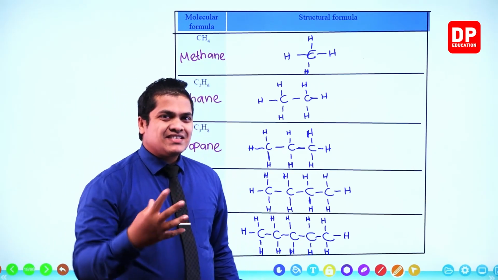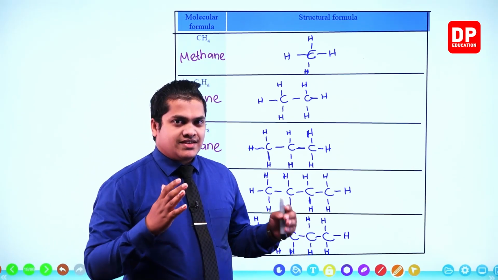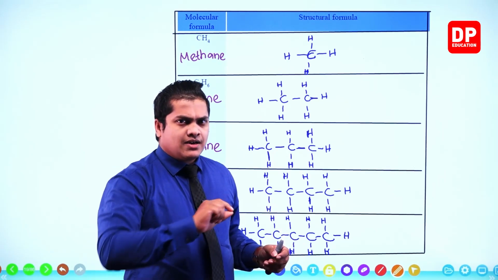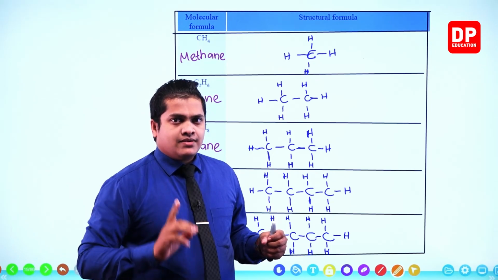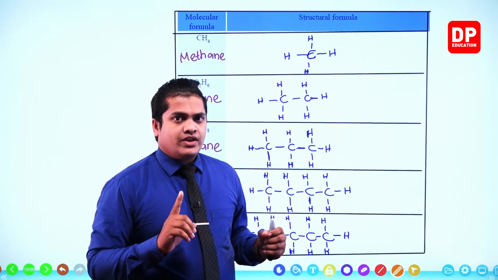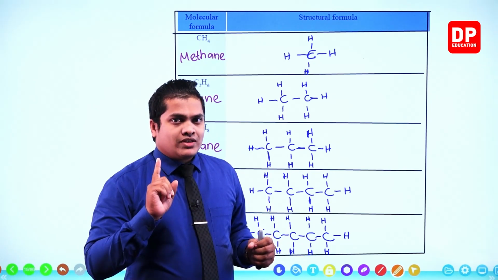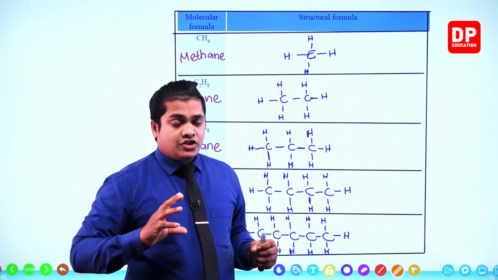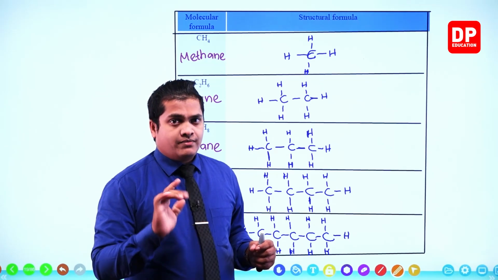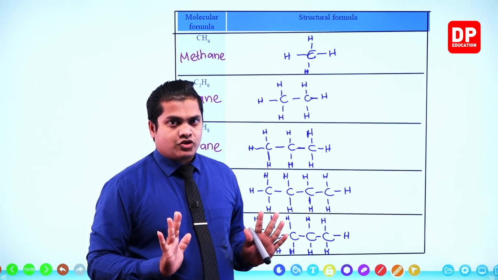Can you see? It's very simple to draw out the structure. You just take the number of carbon atoms, combine all of these with single bonds, and complete the rest by using single bonds between carbon and hydrogen, so that each carbon atom creates 4 different bonds. Very simple to draw the structure.